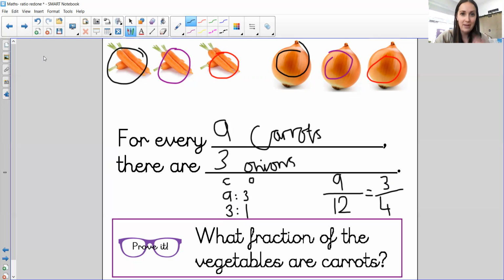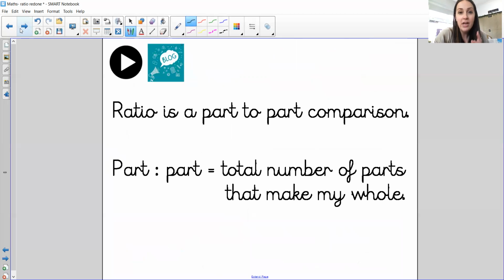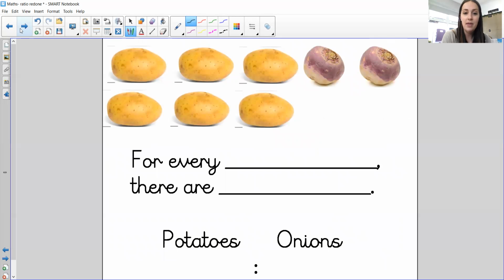Hopefully it's all making sense so far. If not, go back and watch those videos from before. So ratio is a part-to-part comparison. A part to a part, and the total number of parts make my whole. Okay then, for every something there are something, and can you write this as the simplest ratio possible?